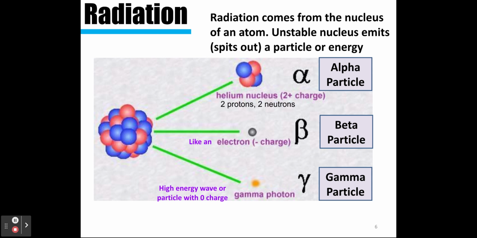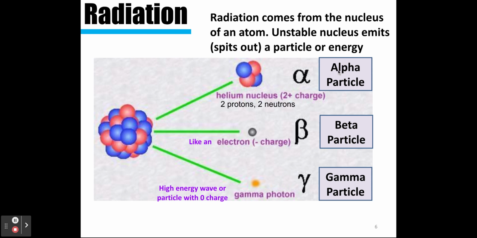So radiation comes from the nucleus of an atom. So we talked about how the atom could be unstable because it's too large. There are too many neutrons, maybe too many protons, not enough neutrons to hold it together. So there's a combination of issues here. And whatever is making this unstable, an unstable nucleus is going to emit or spit out a particle or energy in order to become more stable.